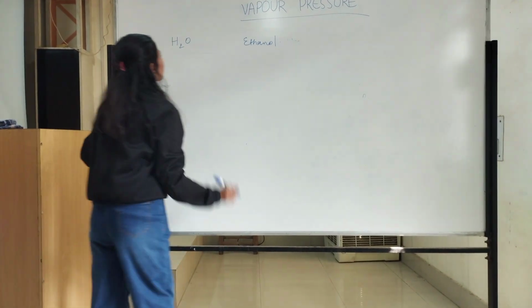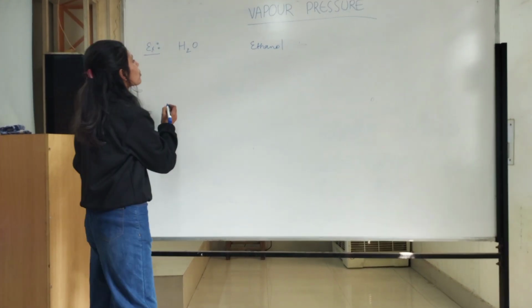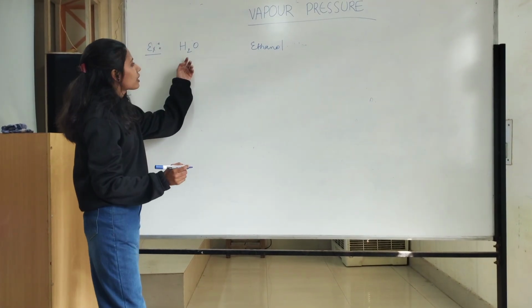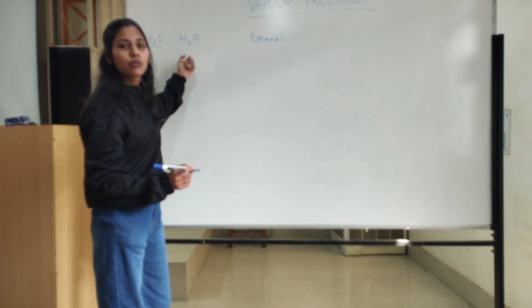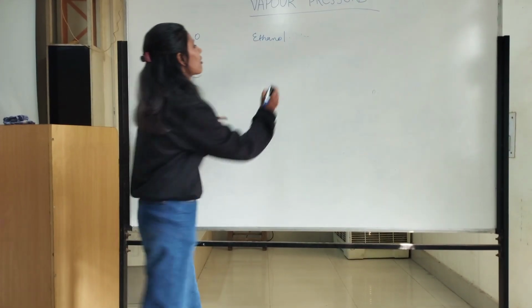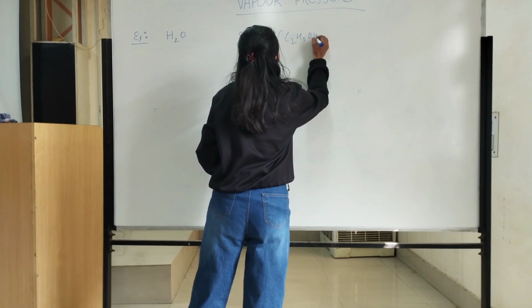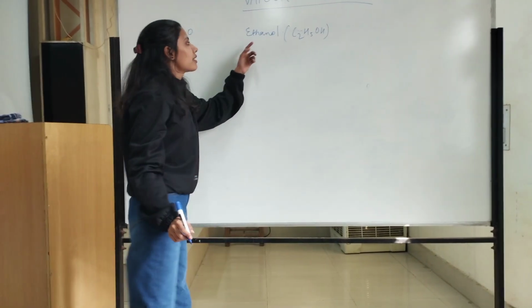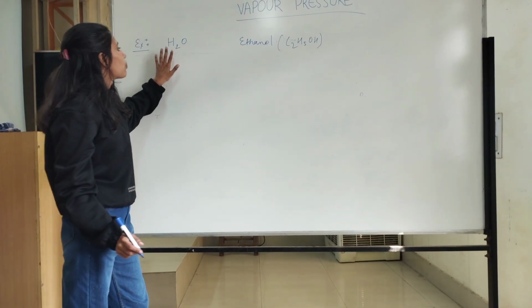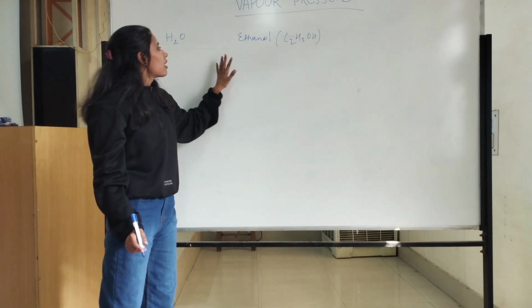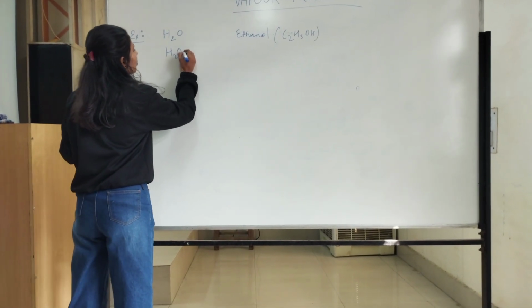So how can we find which one is more volatile at the same temperature? As we know, water has O and H, so it will do hydrogen bonding. Ethanol has the formula C2H5OH, so it also has the tendency to do hydrogen bonding. That means both water and ethanol will do hydrogen bonding. H2O.